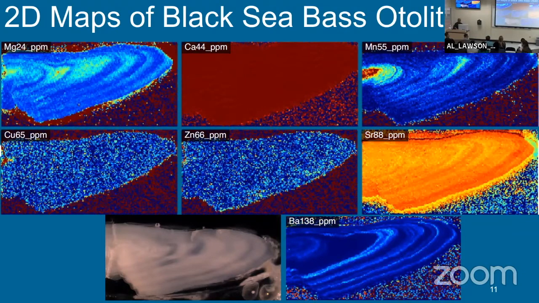Next is manganese, which also has some patterning present. Then back to the middle left, the next two, copper and zinc, show no pattern at all, which kind of removes them as potential candidates. This is then followed by some weak patterning in strontium to the middle right. Barium, however, on the bottom right, had the strongest signals, which seem to overlap with the translucent zone formation when compared to the plain otolith section on the bottom left.